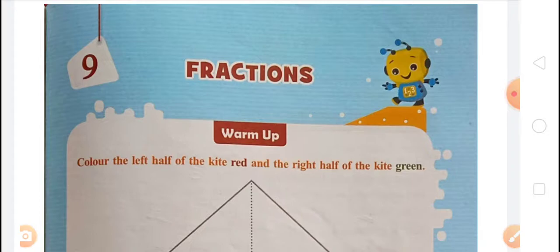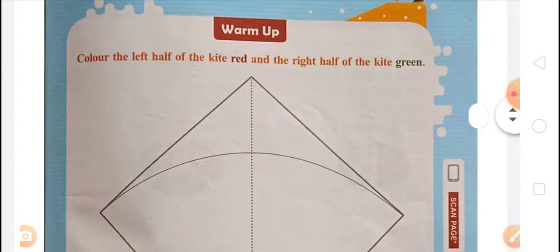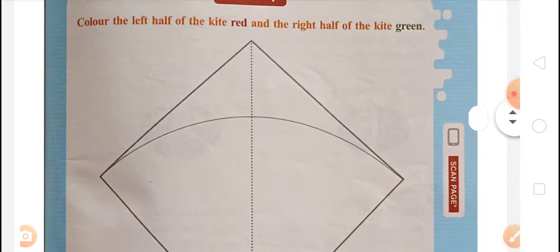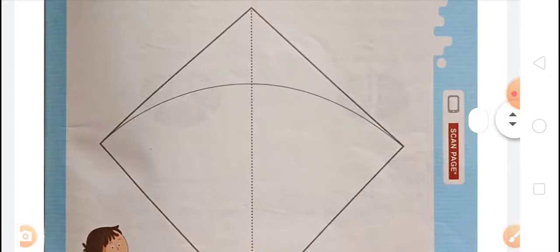So let's warm up. Color the left half of the kite red. You have to color the left half of the kite red and the right half of the kite green. We have two fractions here, so you have to color them.